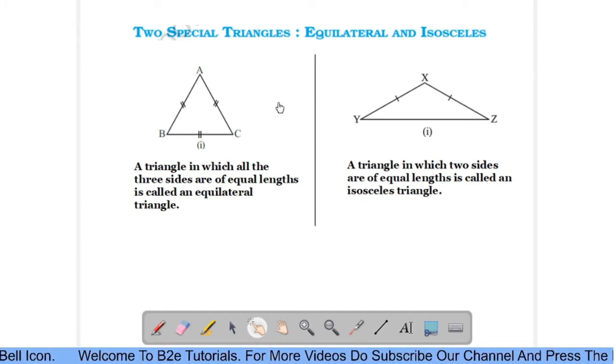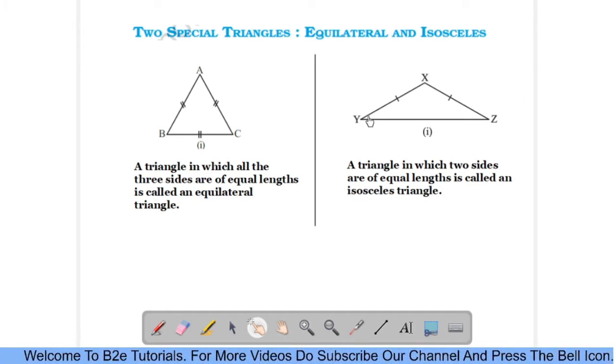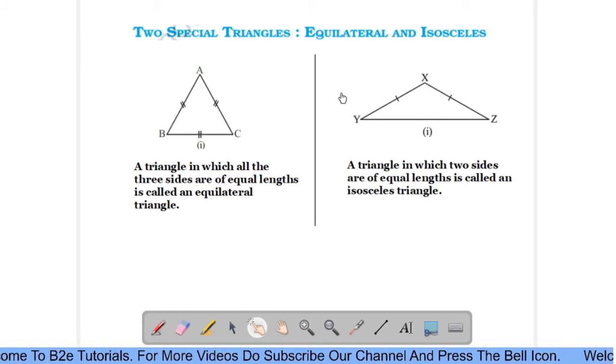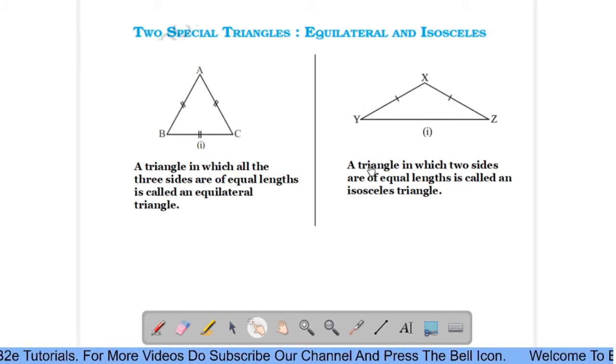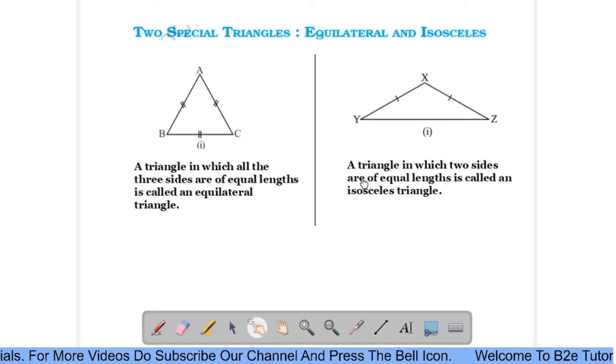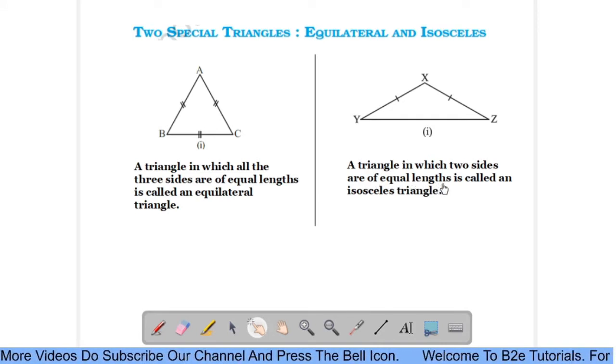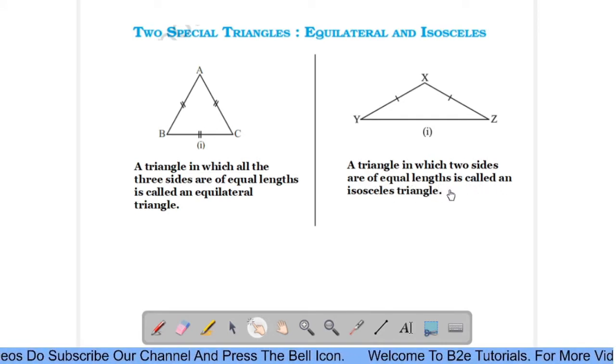Now in triangle XYZ, here two sides are equal. A triangle in which two sides are of equal length is called an isosceles triangle.